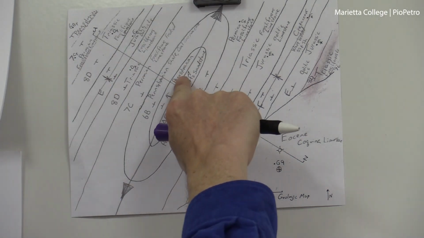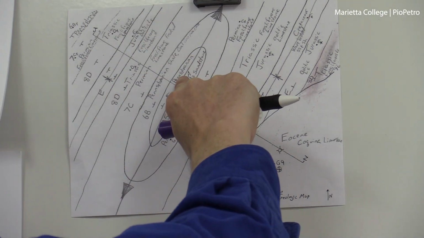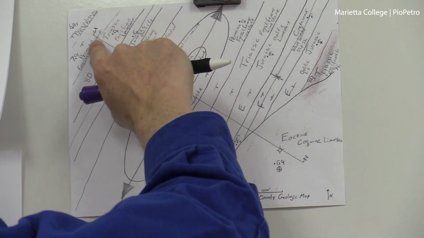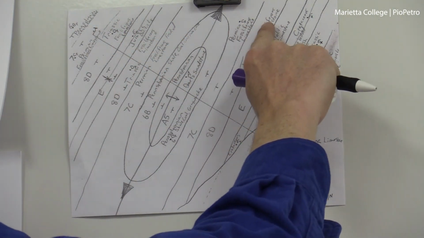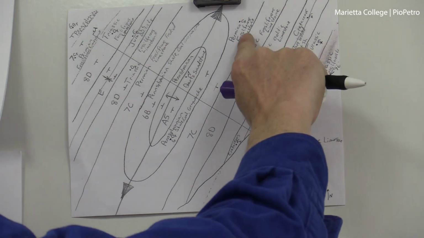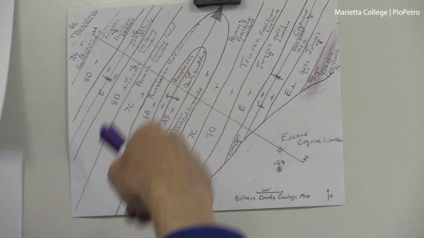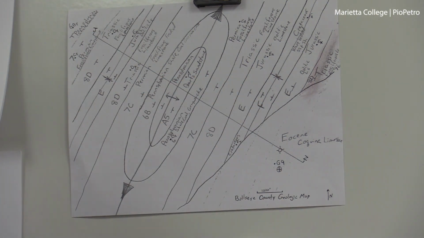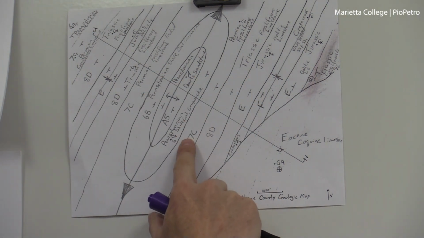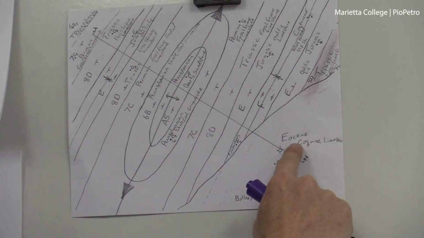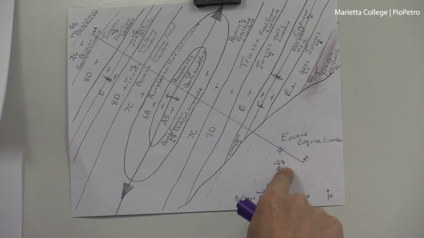I've also written in the age, the time periods that each layer corresponds to, and I did it in several places on the map, wherever those layers crop out. And I also wrote in the information that has to do with the rock type that was there. So that's what we want to have on your map: the rock type, the age, the number, and the letter. As well as that, you'll see here's the Eocene coquina limestone.